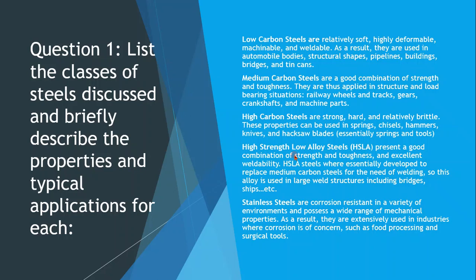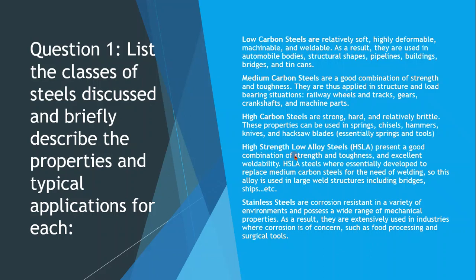Our high-strength low-alloy steels, HSLA, present a good combination of strength and toughness and an excellent weldability. HSLA steels were essentially developed to replace medium carbon steels with the need of welding, so this alloy is used in large weld structures. That's pretty much the whole point of it.